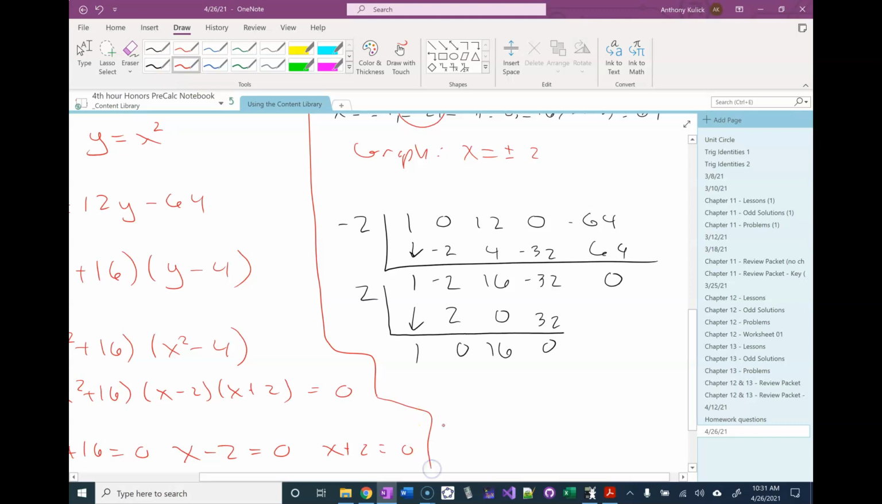So what this tells you then is that -2 is a 0, +2 is a 0, because they both give you a remainder of 0 when you do the synthetic division. Now you're going to look at the stuff that's left over. So this is the constant, the x coefficient, and the x squared coefficient. And you'll just solve the remaining piece, which is x squared plus 16. And that's where your plus or minus 4i is going to come out of.